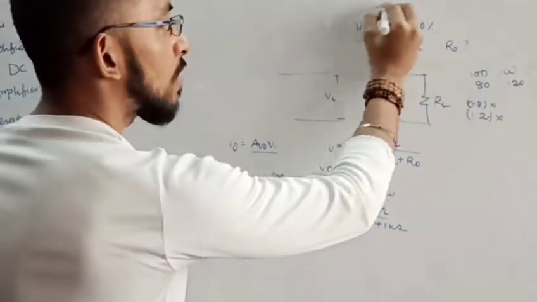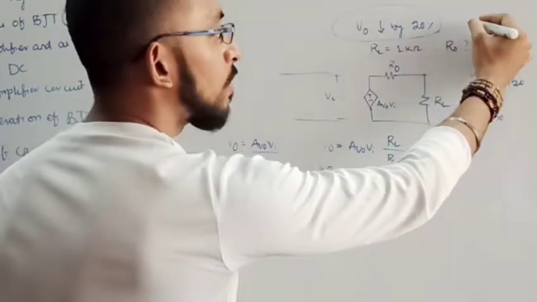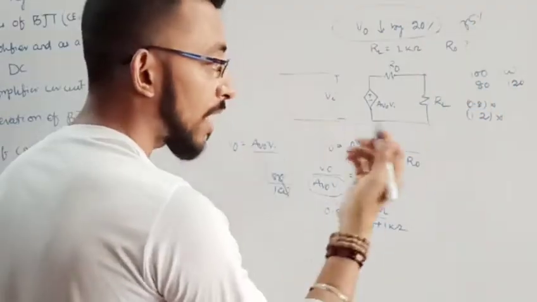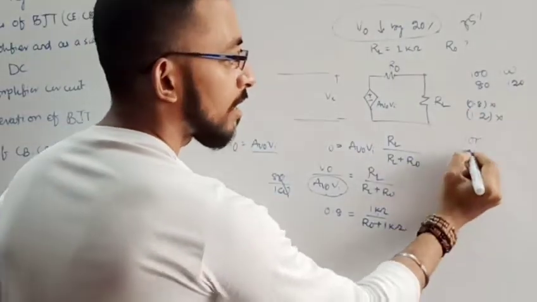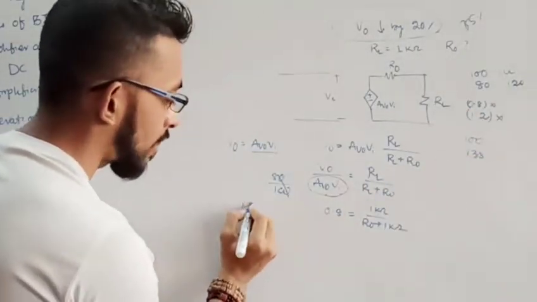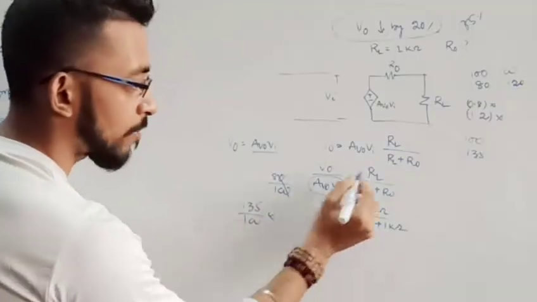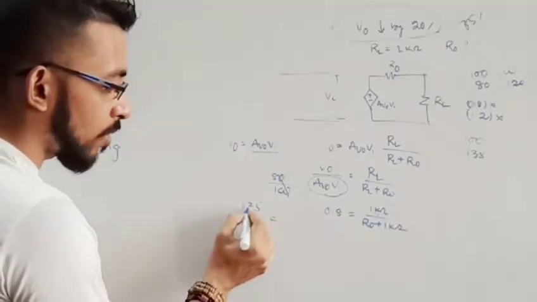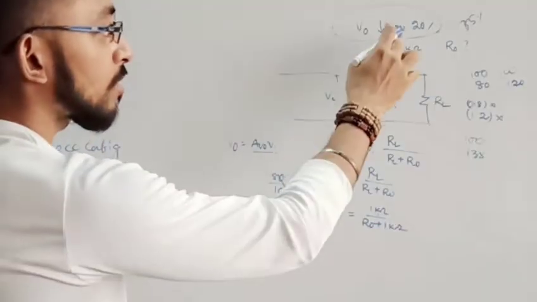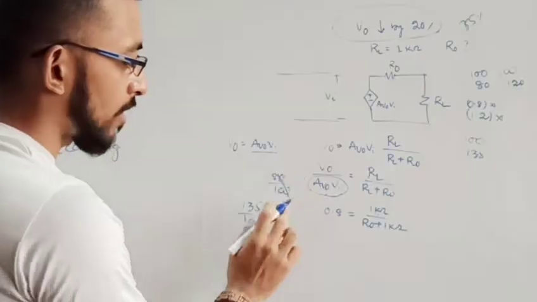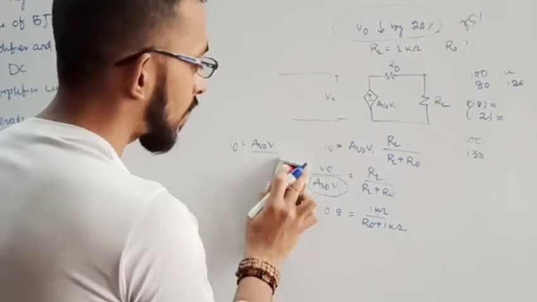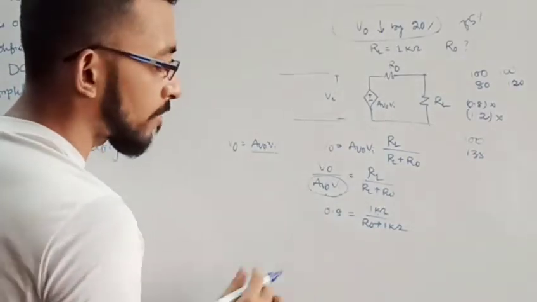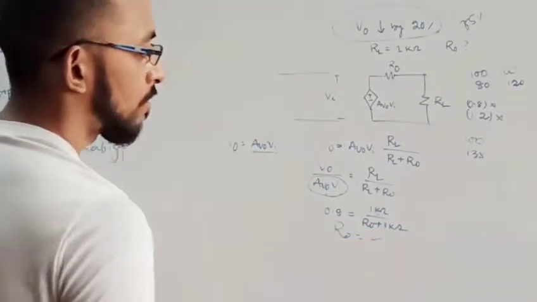If the same question was asked with V output increased by 35%, then what would I do? Before it was 100, now it becomes 135. So I write 135 upon 100, which is 1.35. According to my question, it is decreased by 20, so it is 80 upon 100, which is why it becomes 0.8. From here you can find our R output value.